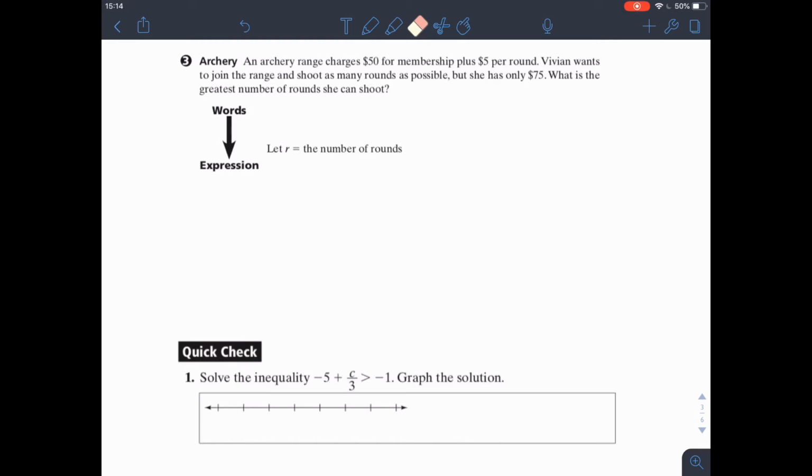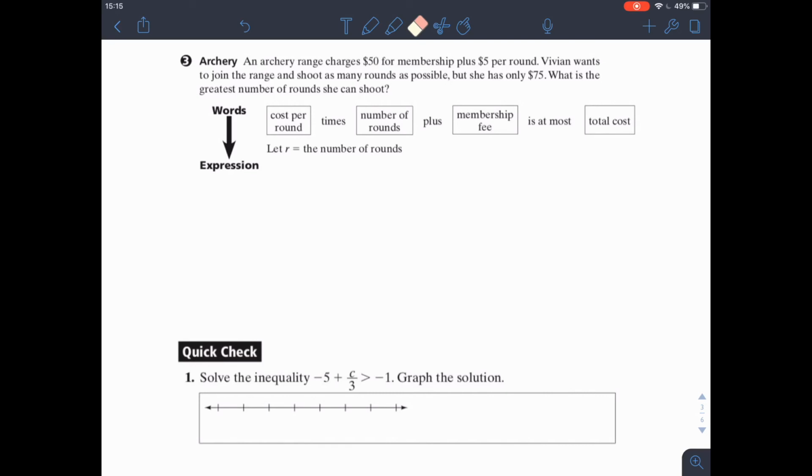So pause the video here and take the information from your problem to try to write an inequality with words first, and then try to write your expression for your inequality. So starting off with words, we see that the cost per round is there. And since we have per, we know we're going to have to multiply the cost per round by the number of rounds. We also know that there's a membership fee. It doesn't really depend on the number of rounds, so we're just going to add that to our cost per round times the number of rounds.